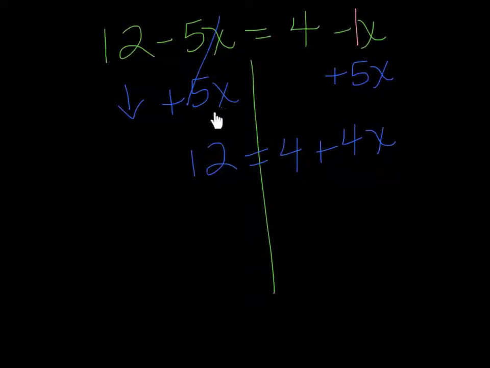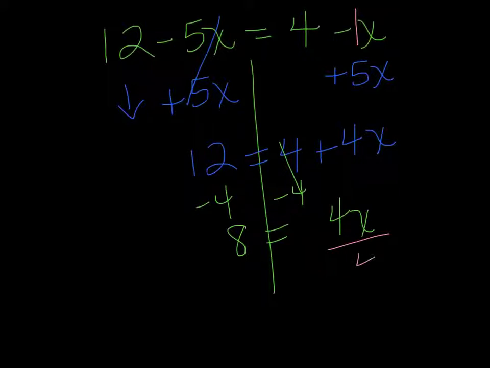Since I brought my x's to the right, now I'm going to bring my numbers to the left. I'm going to subtract 4 from both sides. Those cancel out. 4x is equal to 8. I want to undo the multiplication, so I'm going to divide both sides by 4. And x is equal to 2.